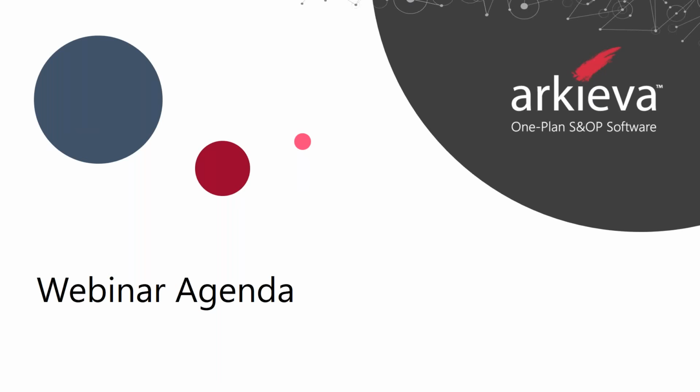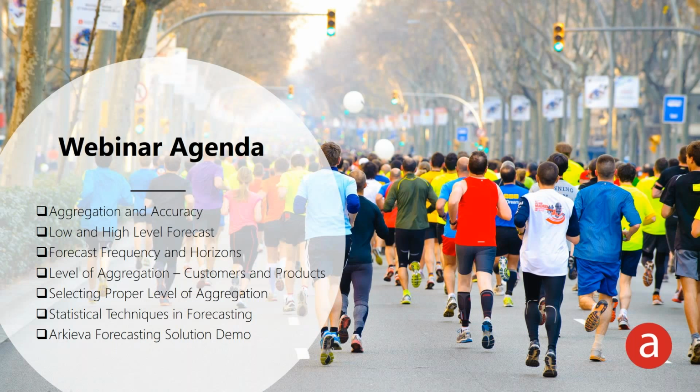So let's look at today's webinar agenda. A few topics that we hope to discuss today: we're going to look at aggregation and accuracy. We're also going to look at what level of detail you should be forecasting. We'll look at how frequently you should forecast and how you go about selecting the proper level of aggregation. And then to tie it all together, we're going to look at some statistical forecasting techniques. And we'll get to the fun part where we show you the Arkieva forecasting solution.